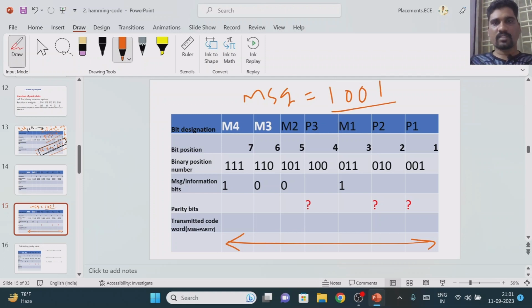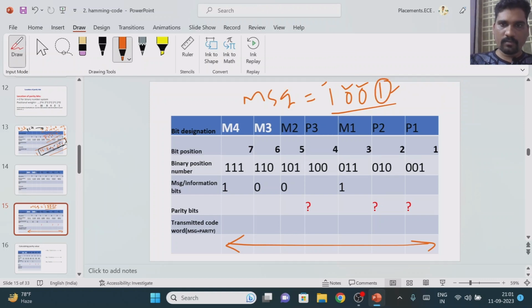See what this means: I know the M1 value, I know the M2 value, I know the M3 value, I know the M4 value. We can just write them, because in the given question itself they have mentioned the M1, M2, M3, M4 values. So straight away we can write the M1 value, 1, the M2 value 0. See, in this location only we are placing. The M3 value again 0, and this is the M4 value.